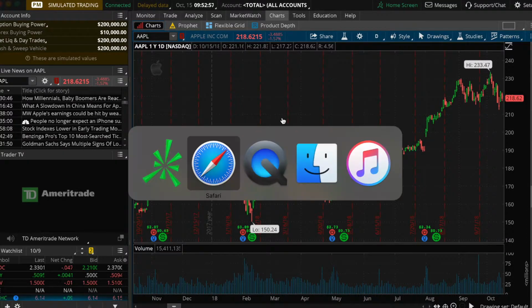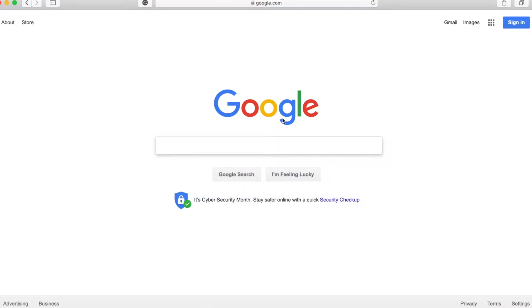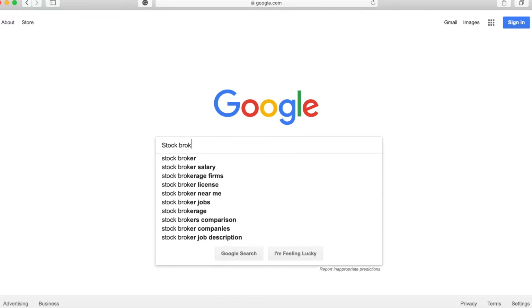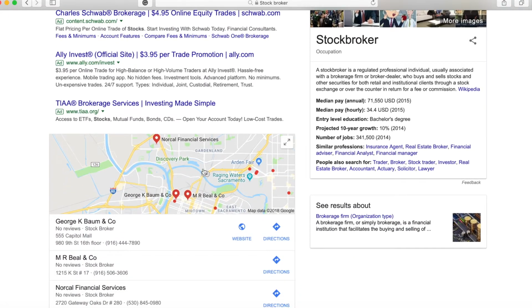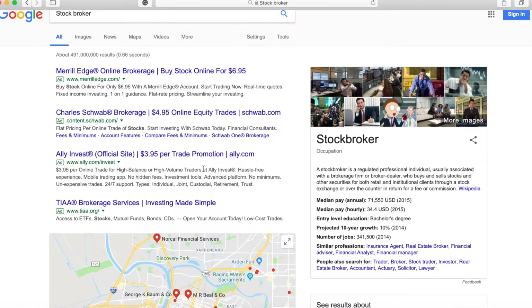The first thing you're going to need is a broker. To find one, you can really just Google stock broker, and you're going to get a list of a bunch of them. The key thing here is knowing what to look for. A couple things to consider is your price per trade.